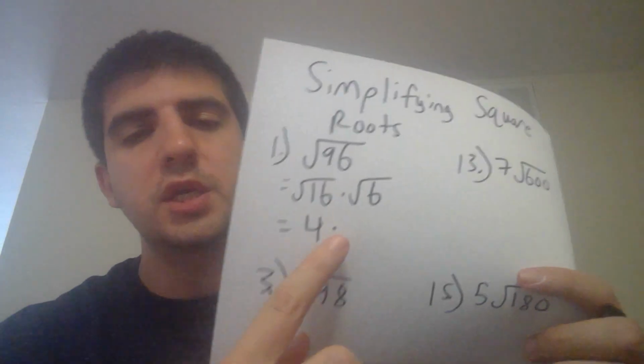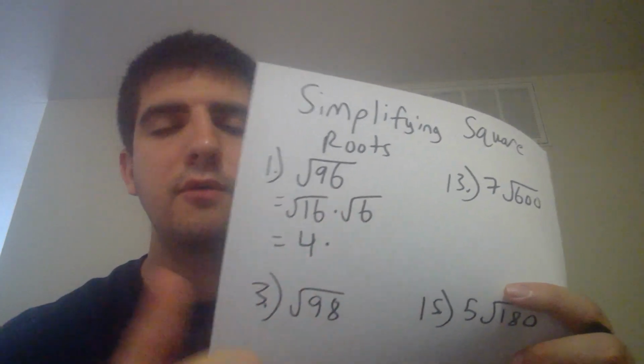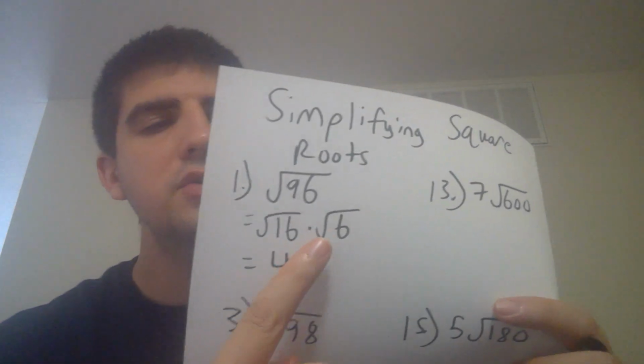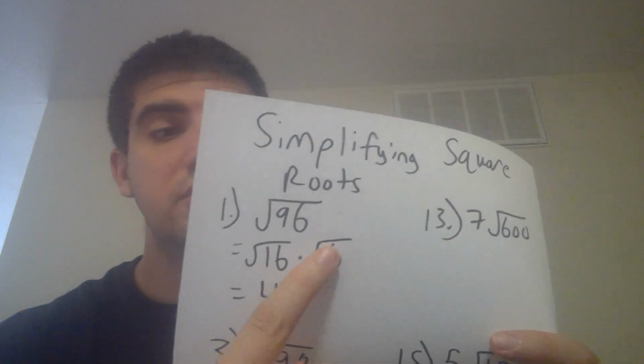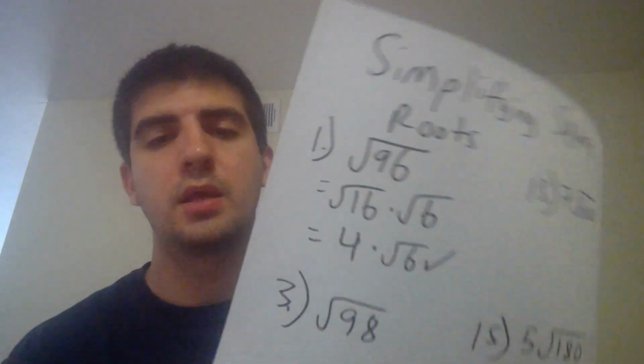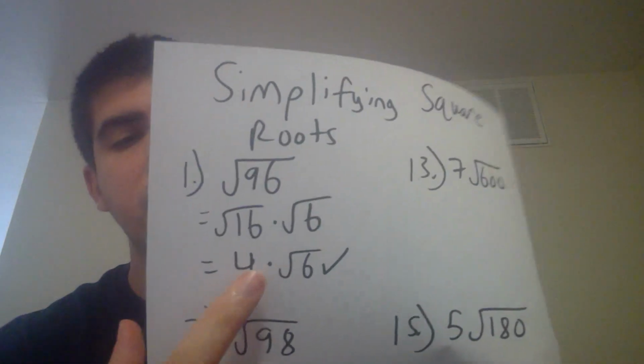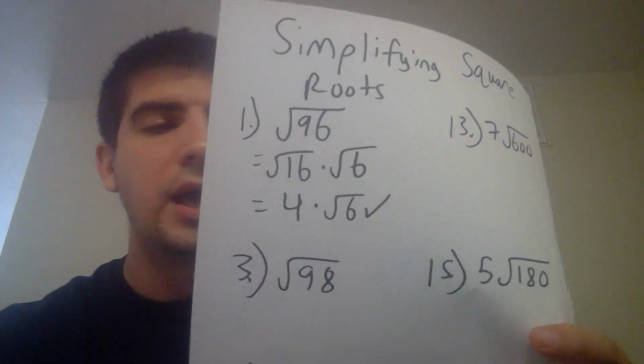And then you look at square root of 6. None of the perfect squares we have, 4, 9, 16, none of those go into 6. So we're just going to leave square root of 6 as square root of 6, and we're done. Sometimes they don't put the dot there. They just put 4 square root of 6. That's fine, and that's the right answer.